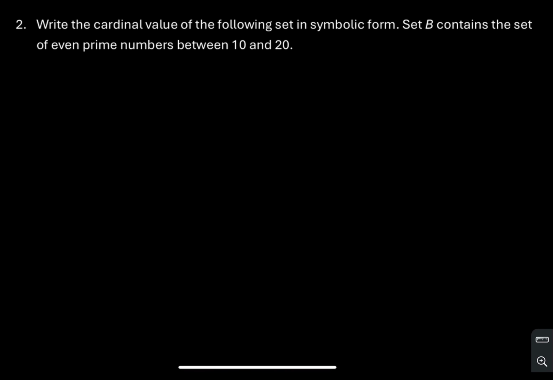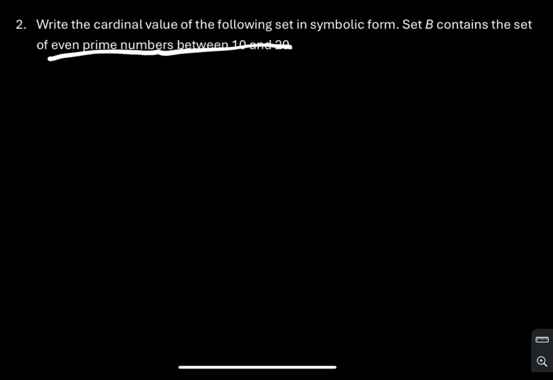So for the second problem, it says write the cardinal value of the following set in symbolic form. Set B contains a set of even prime numbers between 10 and 20. So here our set isn't listed out for us. It's not in roster method or set builder notation. It's just written out in words. So we have to write the set ourselves and then determine the cardinal value from there. So our elements in our set are going to be even prime numbers between 10 and 20.